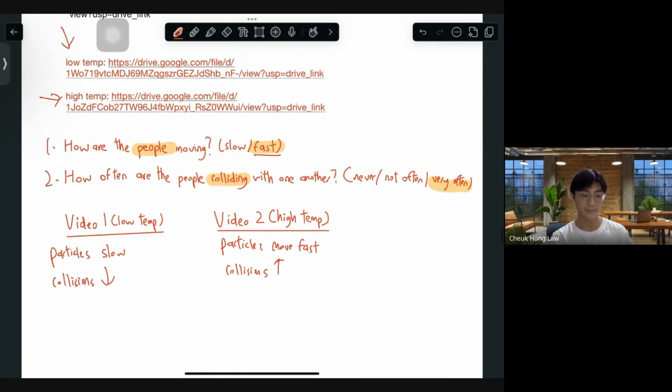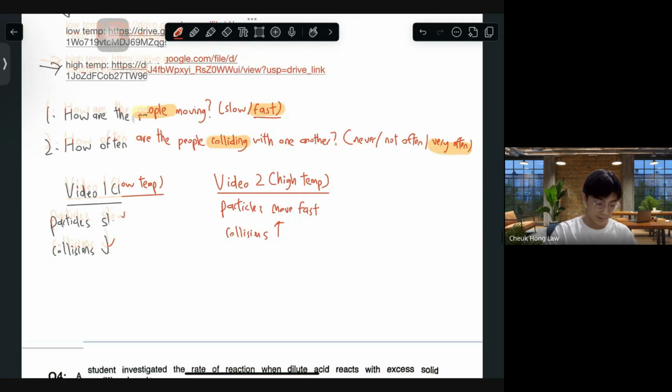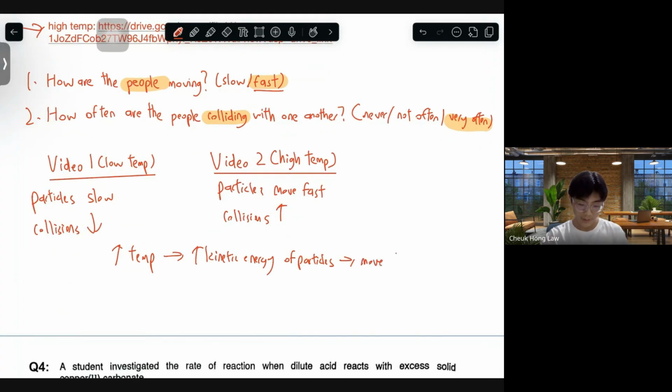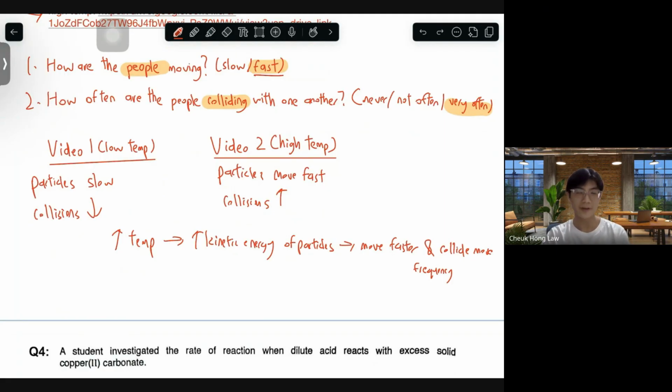Now let's see how we explain this in terms of collision theory. When I increase the temperature, the particles gain kinetic energy. You need to understand that temperature is directly correlated to kinetic energy. So if you increase the temperature, the particles will have more kinetic energy. So they move faster, and just like what YW said, there is a higher frequency of collision. When they move faster, they collide more frequently. But that's not the only reason. There's another factor that causes the rate of reaction to be faster.